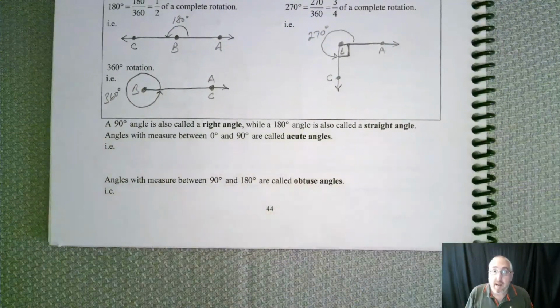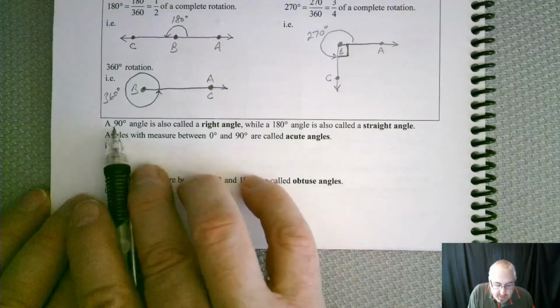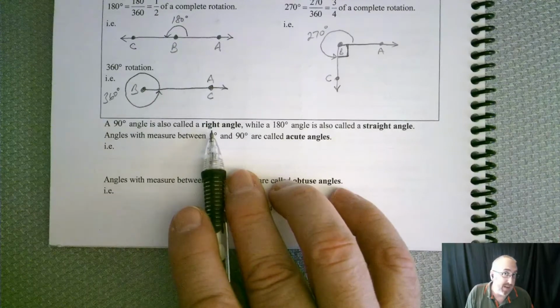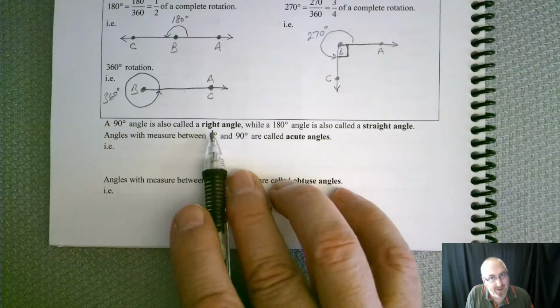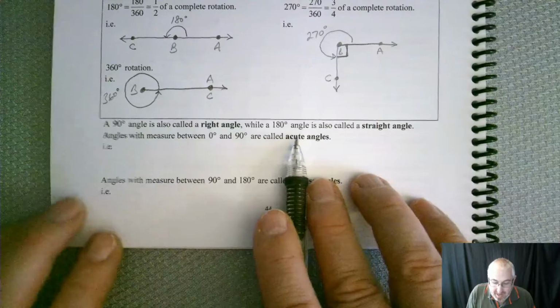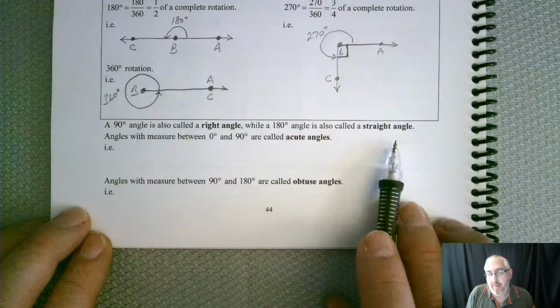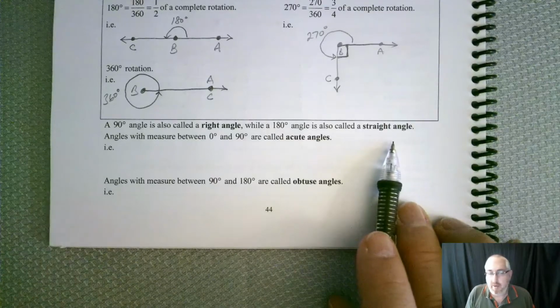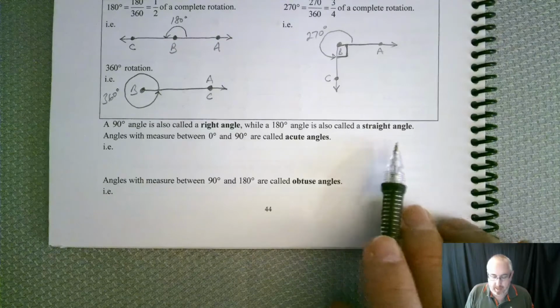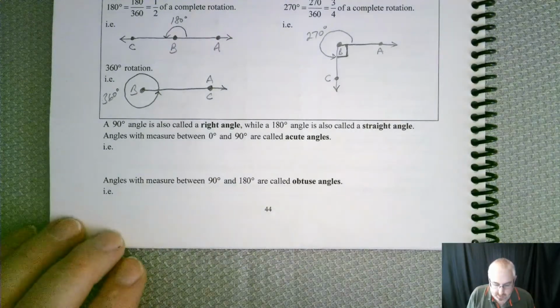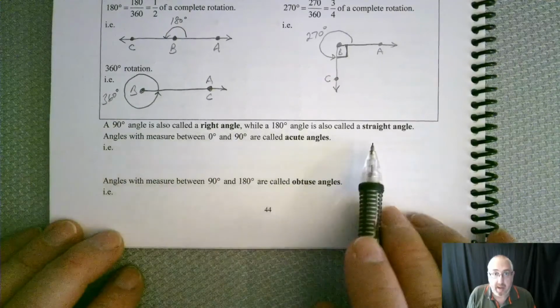Now, some of the names that you might have heard over the years. So a 90-degree angle is also called a right angle. Why is it not a left angle? I don't know, but it's a right angle. And then 180 degrees, well, what's it look like? It looks like a straight line, right? So they call it a straight angle. Now, again, those other names are not absolutely necessary for you to learn, but if somebody does reference it, you should have an idea in your head what it looks like. That's the biggest thing.